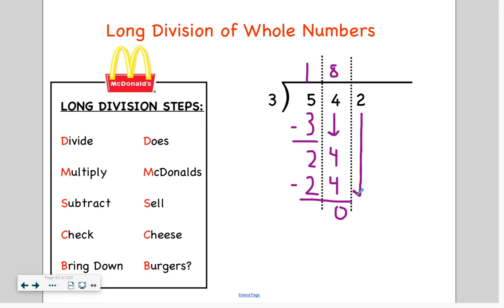Bring down the 2. This is an interesting example because 3 can't go into 2. So we need to put a 0 here. We need the same number of digits above, whether it's 2 digits or 3 digits above the dividend that we begin with. 0 times 3 is 0. 2 minus 0 is 2, so our remainder is 2.